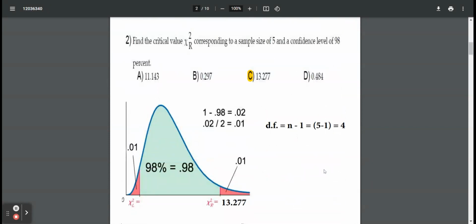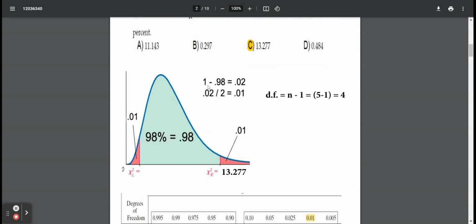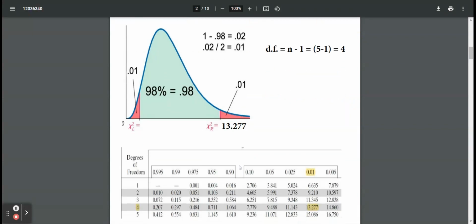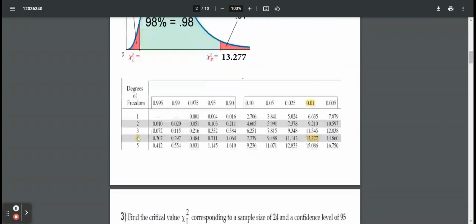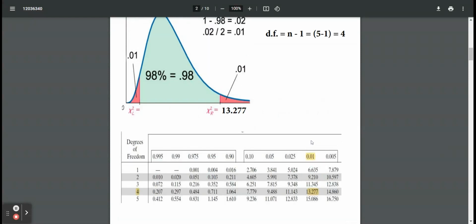Number 2, once again, we're looking for chi-squared right. Sample size is 5. This time we've got a 98% confidence interval. So the area in blue here is 98%. If I take one whole, the area under the whole curve, minus 0.98, that leaves 0.02 shared equally among these two areas in red. 0.02 divided by 2, each of these areas is 0.01. So the area to the right of this value is 0.01. Matching that with 4 degrees of freedom, since my n value is 5, they intersect at 13.277.